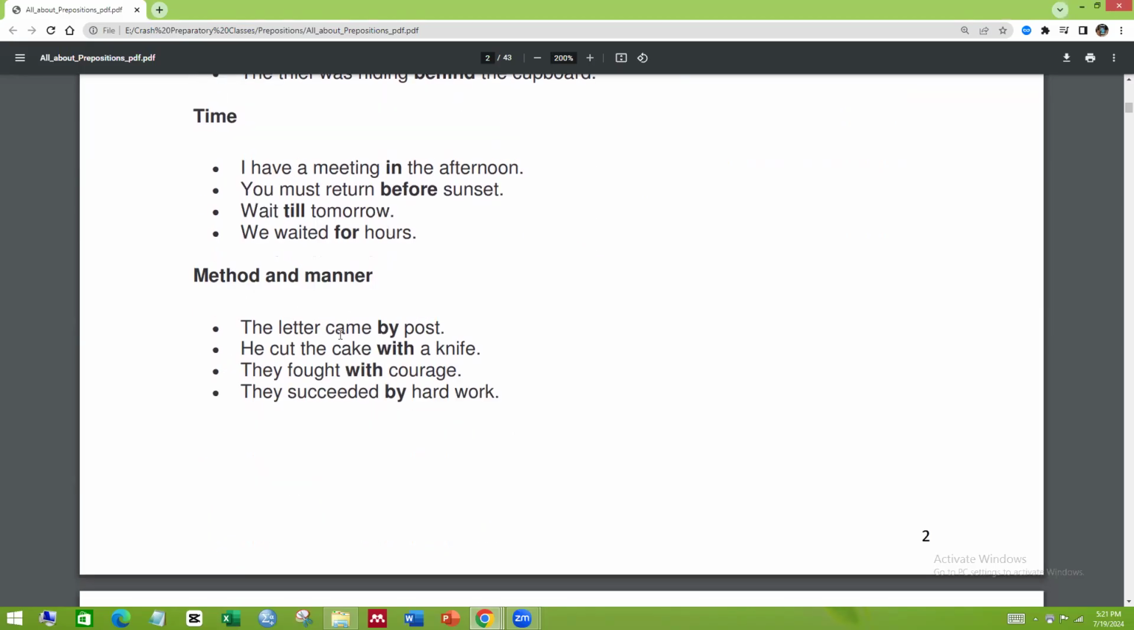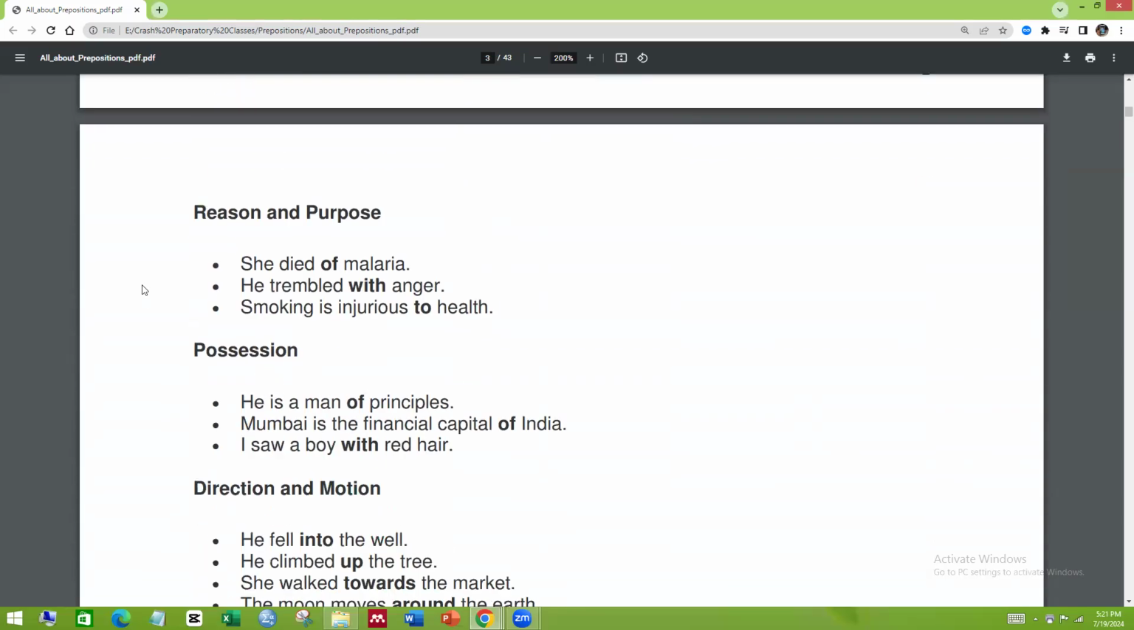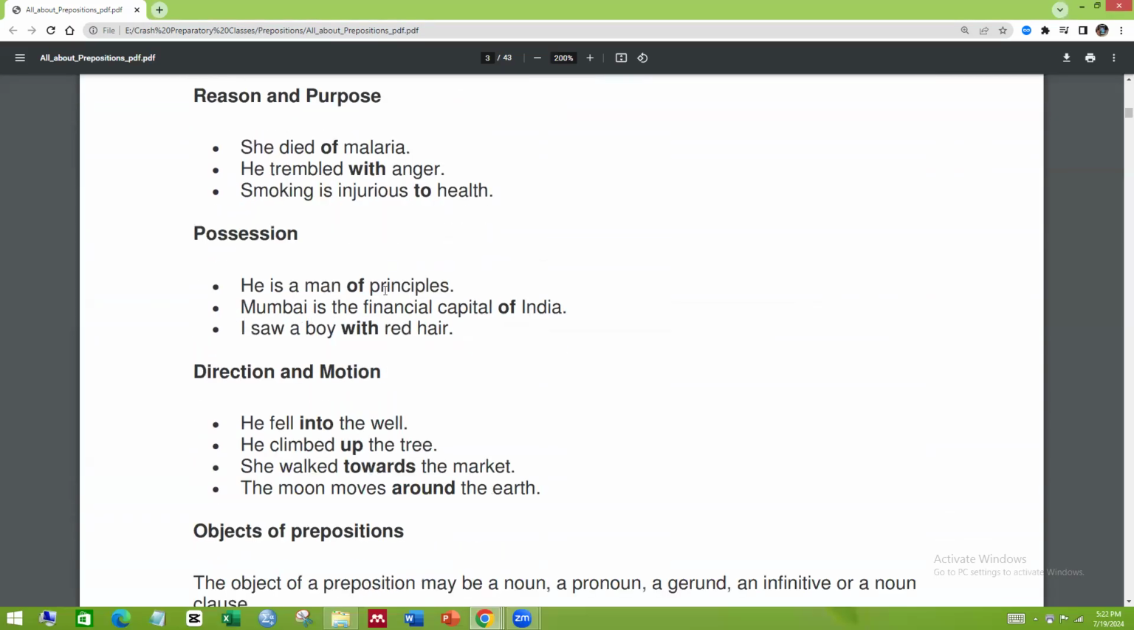Method and manner है, the letter came by post. He cut the cake with a knife. They fought with courage. They succeeded by hard work. And then reason and purpose. She died of malaria. He trembled with anger. Smoking is injurious to health. Position. He is a man of principles. Mumbai is the financial capital of India. I saw a boy with red hair.